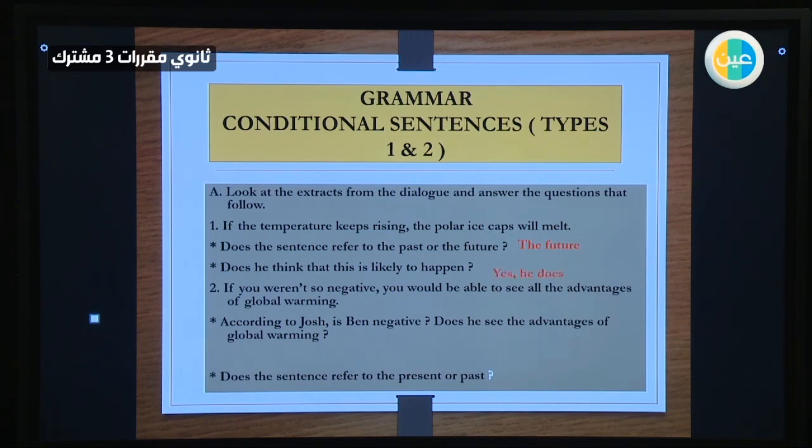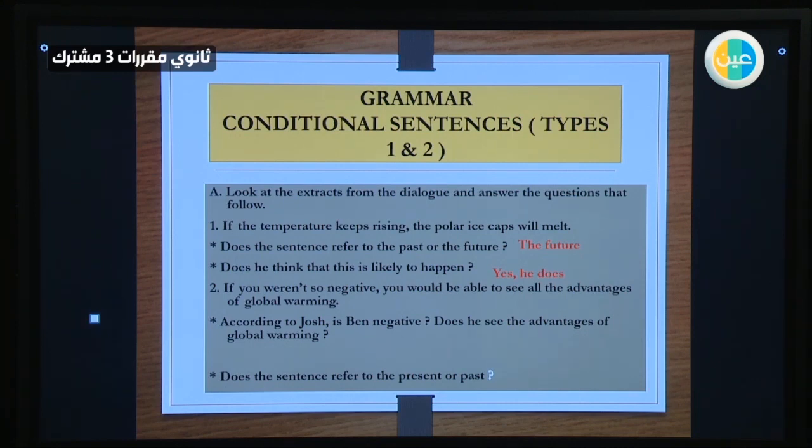What? Of course, yes, he does. So if the temperature keeps rising, this is what will happen. The polar ice caps will melt. Okay? So likely to happen. Number 2: if you weren't here past, so negative, you would, and I use would, not will, the past from will, you would be able to see all the advantages of global warming.